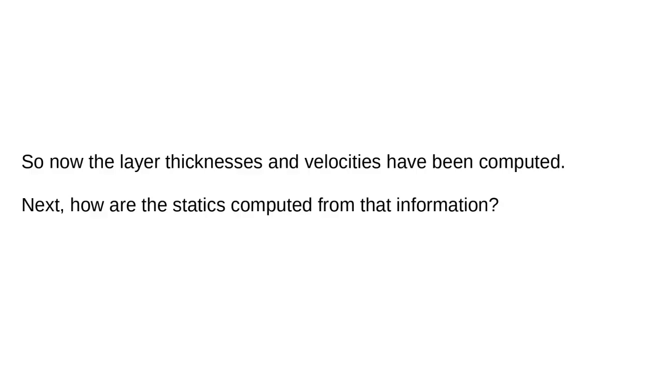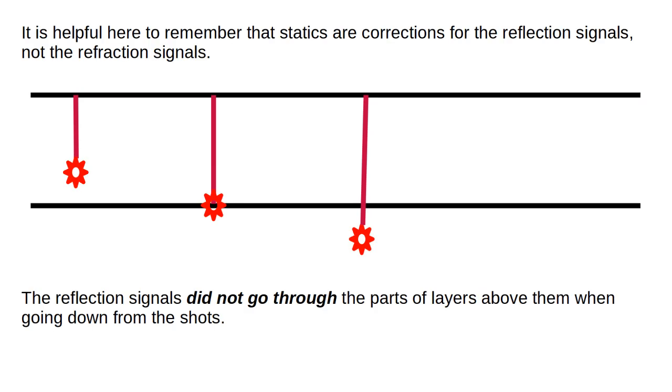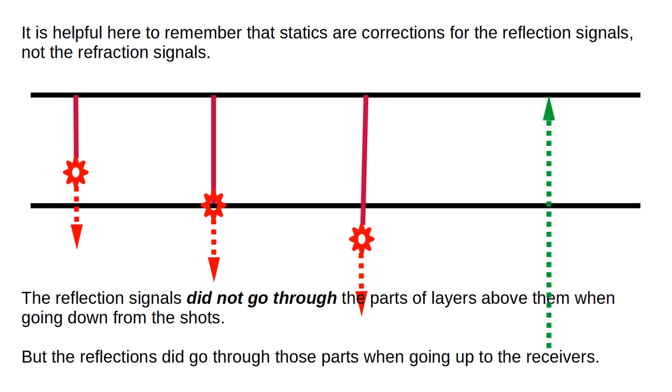So now the layer thicknesses and velocities have been computed. Next, how are the statics computed from that information? It is helpful here to remember that statics are corrections for the reflection signals, not the refraction signals. The reflection signals did not go through the parts of layers above them when going down from the shots. But the reflections did go through those parts when going up to the receivers.